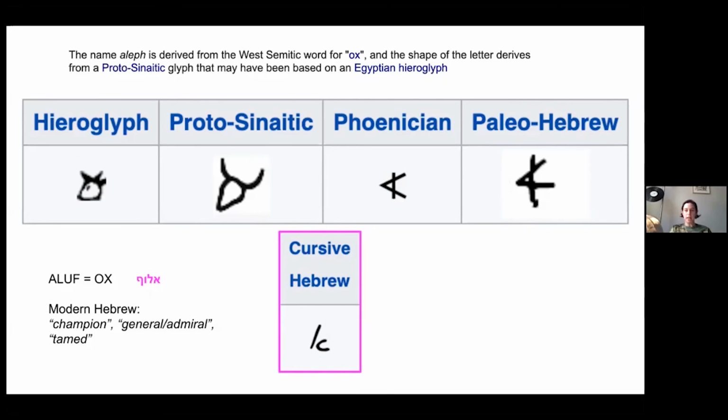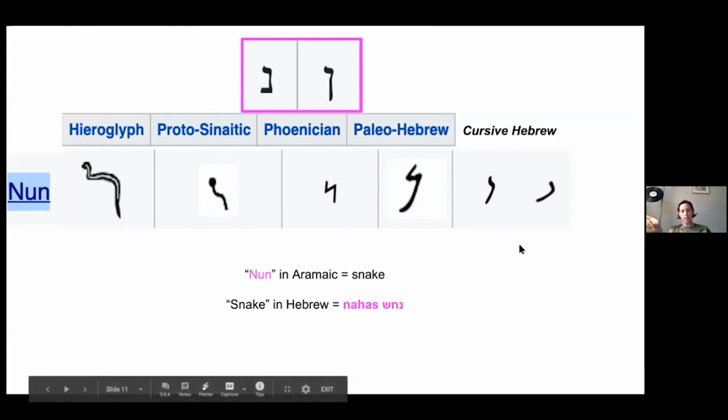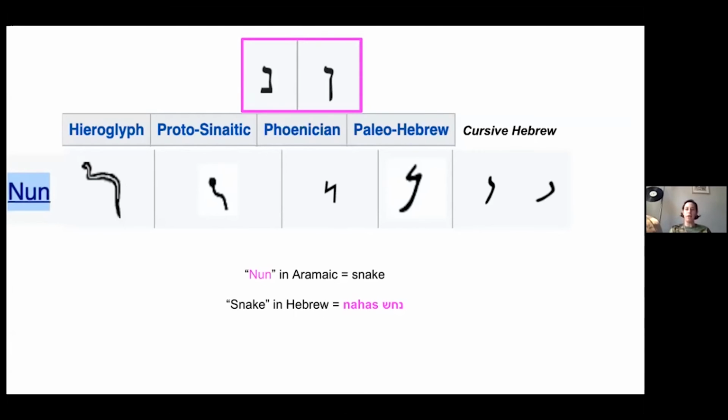And you can see it in another letter. I just like this one because it's a snake. I think it's cute. So this is the Egyptian hieroglyph. It's a snake. Okay. And Nun in Aramaic means snake, and Nun is the name of the letter. Oh. And what if you turn this? If you mirror image it, it's an N, right? Yes, exactly. So that's how we got all of our letters, even in English.